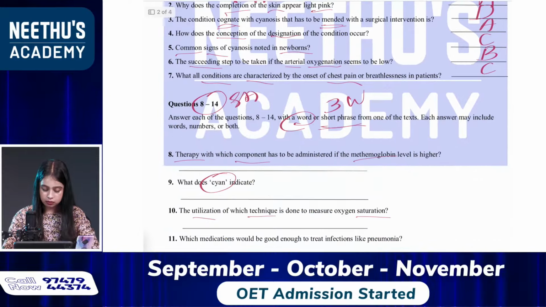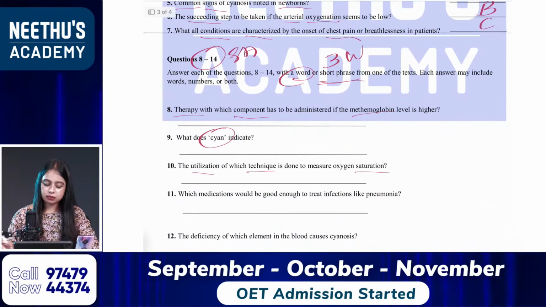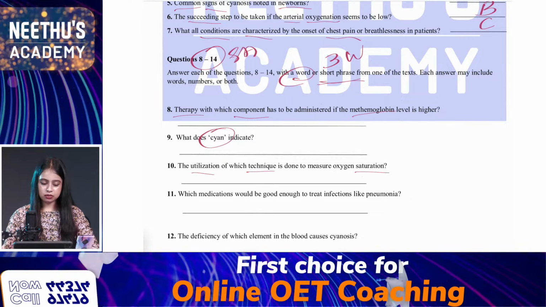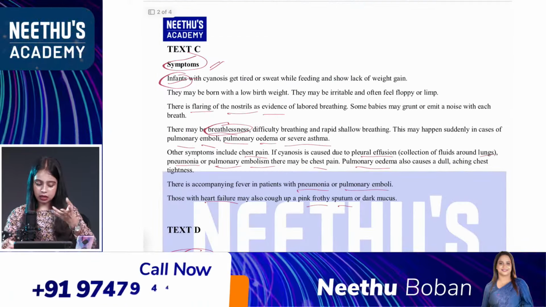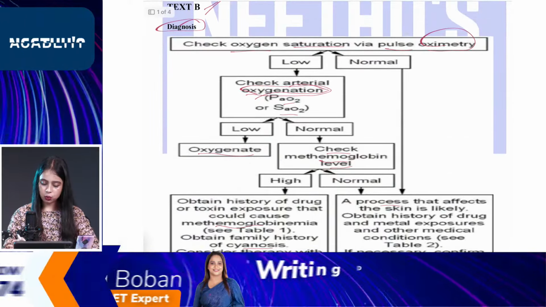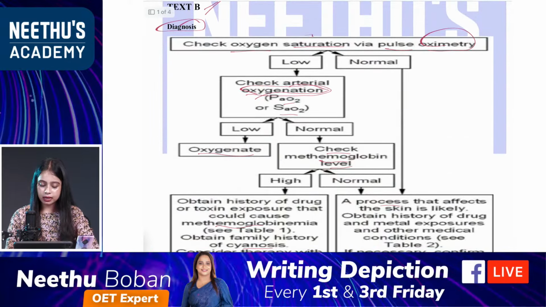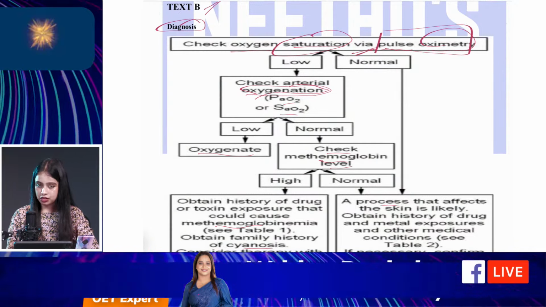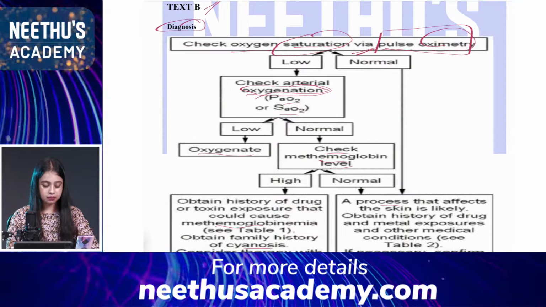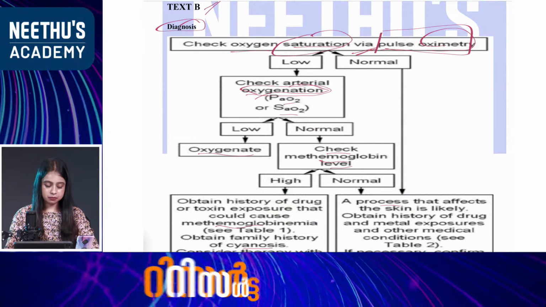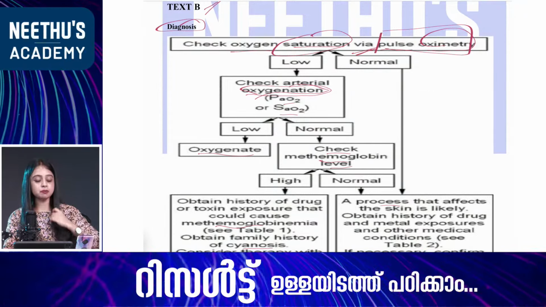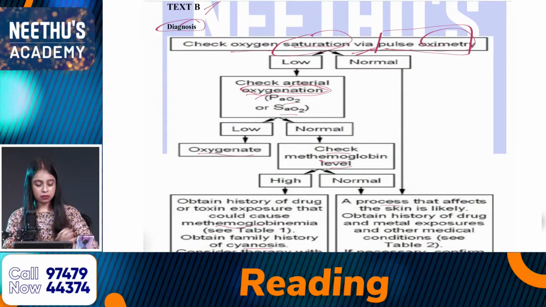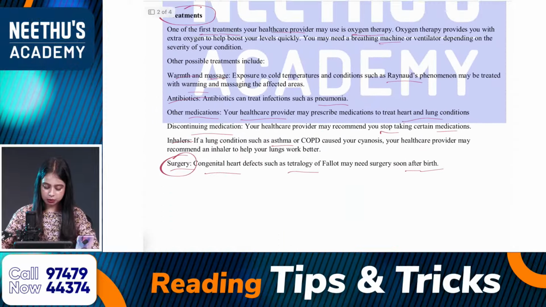10th one. Which technique? Utilization of which technique? Oxygen saturation. So that means the technique is mentioned in this box. So I think check oxygen saturation via pulse oximetry. So the answer is pulse oximetry. Yes, Reshma, it is pulse oximetry. Okay. So what about the next question?